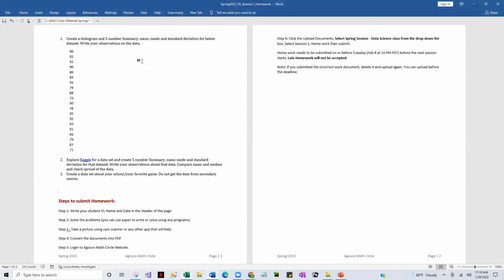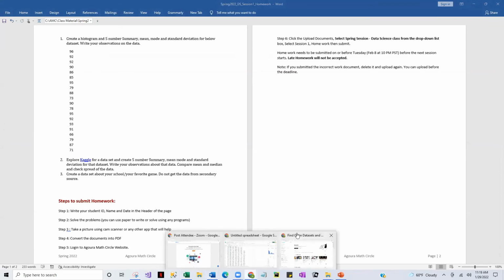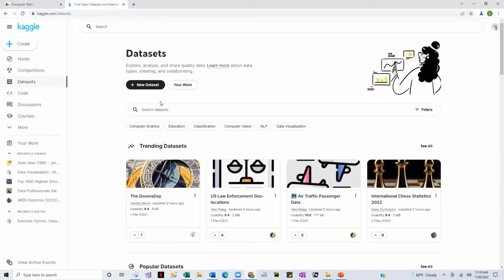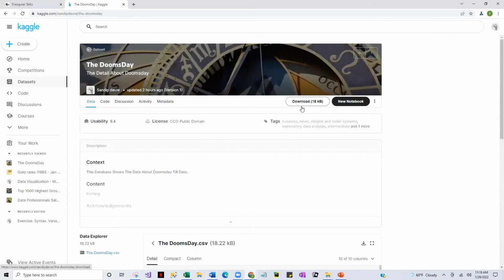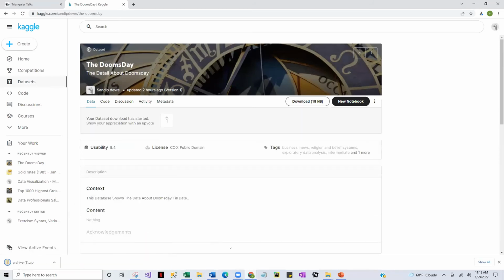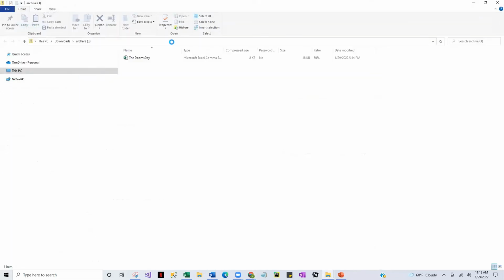With Kaggle, you're going to explore a data set. You're going to go to Kaggle and open a data set. If you click on the data set, you can download it. When you download it, you will get an archive. Open the data, and I want you to do the 5-number summary and histogram, whatever you want to do there.